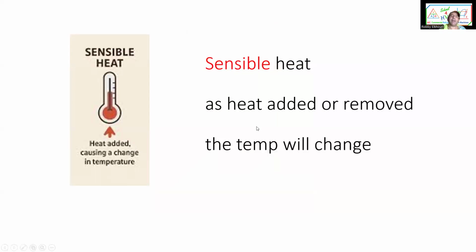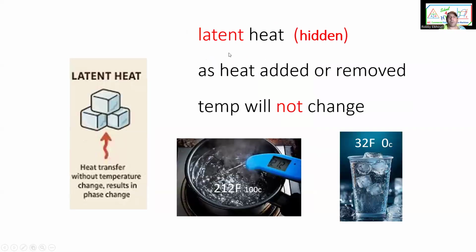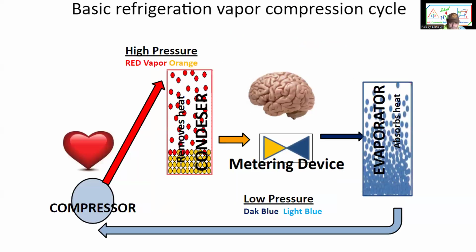So with sensible heat, as heat is added or removed, the temperature will change. With latent, or hidden, heat, as heat is added or removed, the temperature will not change. 212-degree boiling water will continue to be 212 degrees at sea level. Same thing with melting ice. This is important because in the condenser and the evaporator in the system, we have latent heat going on when we deal with superheat and subcooling.